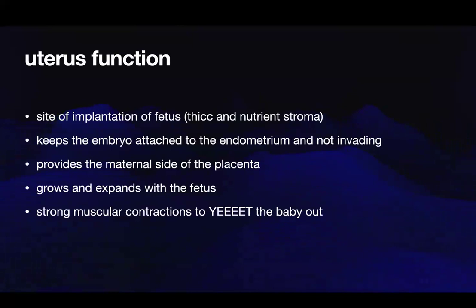It's very thick and it has a very nutrient-rich stroma, so it's perfect for that job. It keeps the embryo attached to the endometrium and prevents it from invading into the abdomen. It provides the maternal side of the placenta, so it's important for fetal and maternal gas exchange. It grows and expands with the fetus. And finally, it is very strong and muscular, so it can contract and push that baby out.